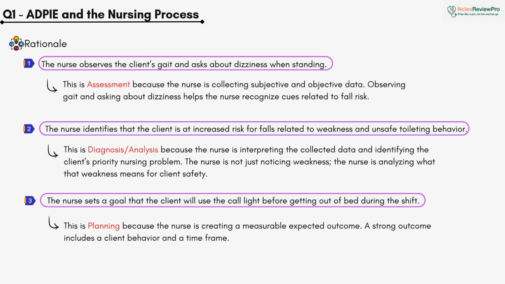Number 3 says the nurse sets a goal that the client will use the call light before getting out of bed during the shift. This is planning. Planning means the nurse is setting a measurable outcome or choosing interventions. Notice that this goal includes a client behavior, using the call light, and a time frame, during the shift. That is what makes it stronger than a vague goal like, the client will stay safe.